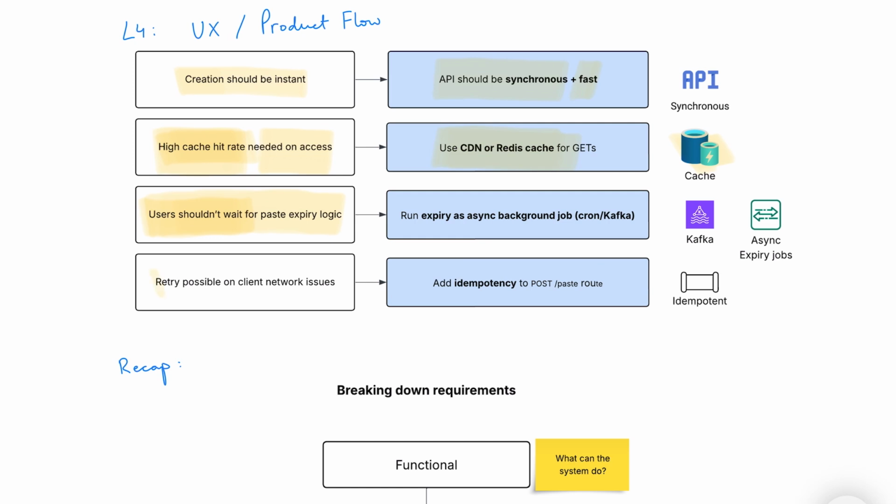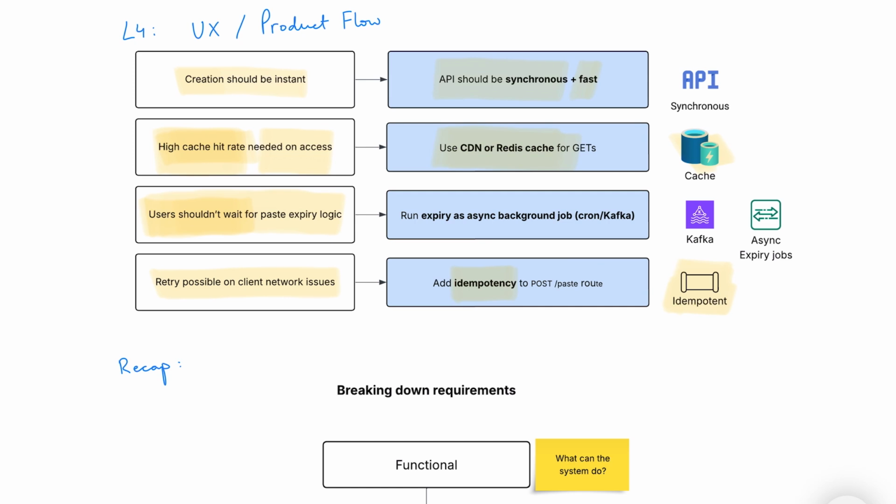The fourth point is retry possible on client network issues. Let's say I am using the Pastebin app or website on a mobile phone, and the internet is not working somehow, and I'm trying to create a paste but not seeing any response, or due to network issues the paste is not happening. Even if I try 2, 3, 4, 5 times, we should not create the same paste again and again. So this hints that we have to implement idempotency in our REST API POST route.